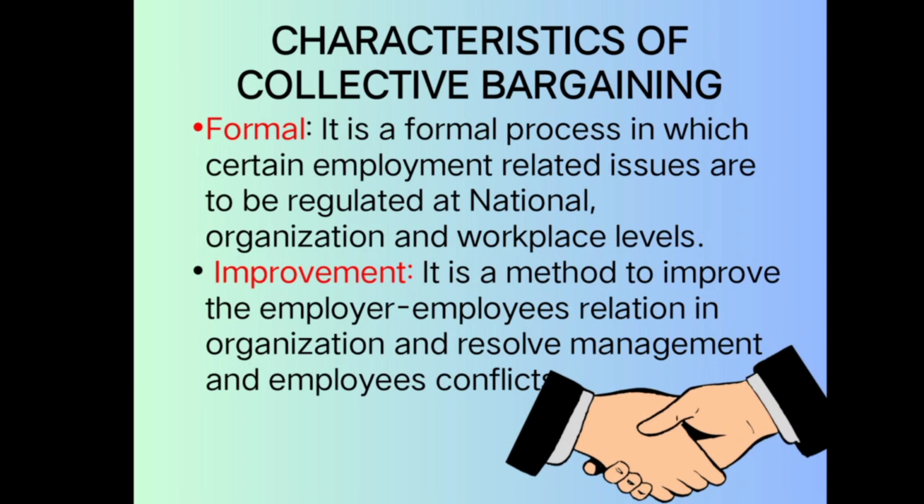Next is formal. It is a formal process in which certain employment-related issues are to be regulated at national level and workplace level. Then improvement, in order to improve the employer-employee relation in the organization and resolve management and employee conflict. So collective bargaining is also going to help in the employer and employee relationship. It is going to improve the relationship. What helps to improve this relationship is collective bargaining.